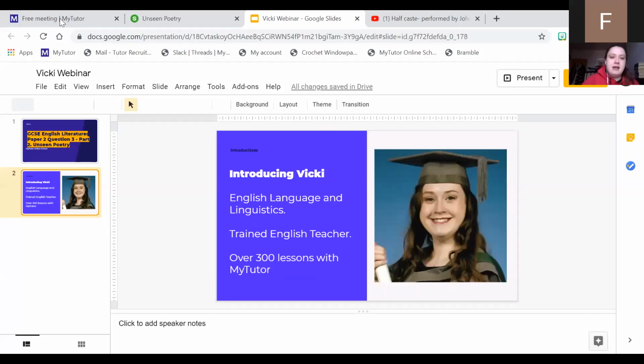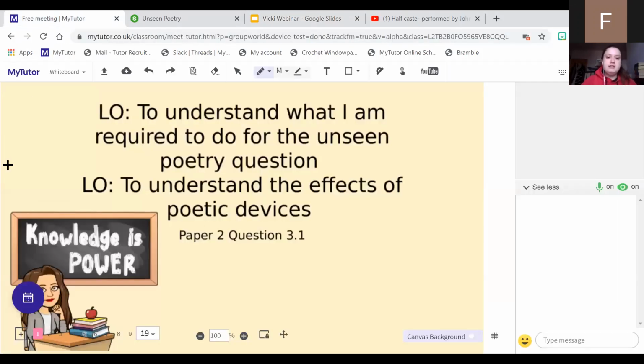So let's get going. Today what I'd like you to come out of this session with is an understanding of what you need to do for the unseen poetry question, that's the big 3.1 question, and to understand the effects of poetic devices.